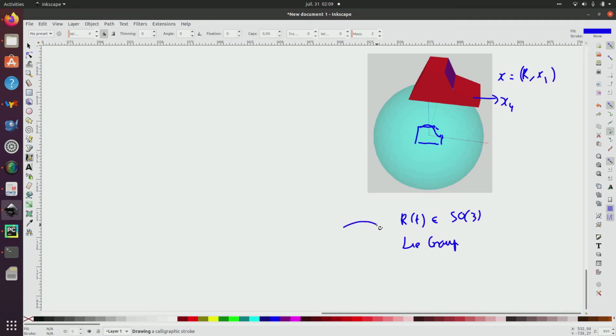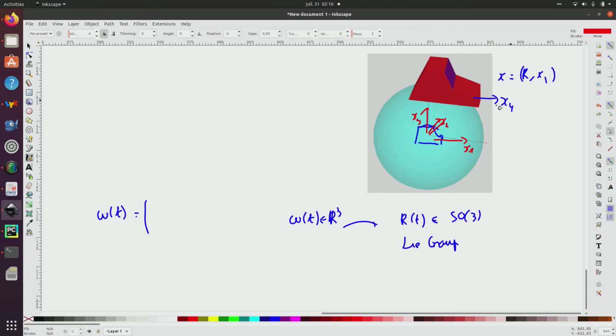And the Lie algebra corresponds in this situation to a vector of rotation. So this one belongs to R3. Okay, it's a Cartesian space. And in my situation, omega of t corresponds to how I move when I move on the sphere with a speed equal to x4. So first, we can see that I have x1 corresponding to this direction, x2 to this direction, and x3 on the other direction.